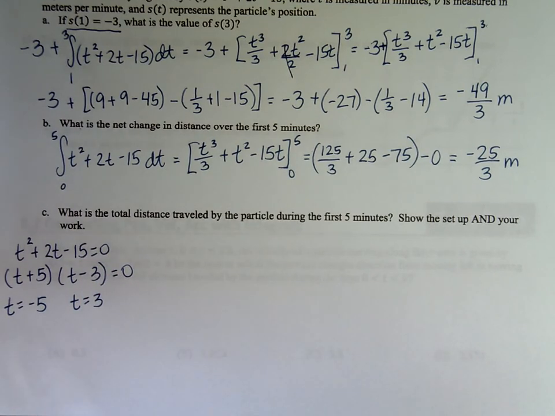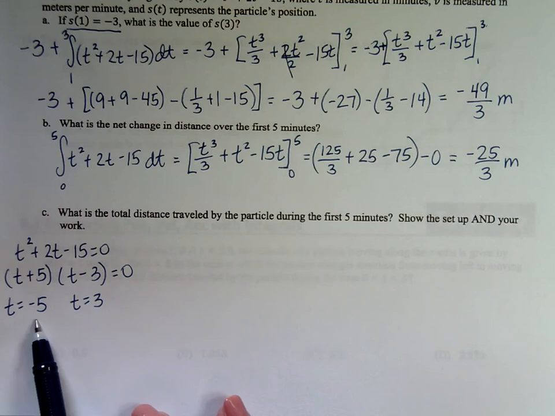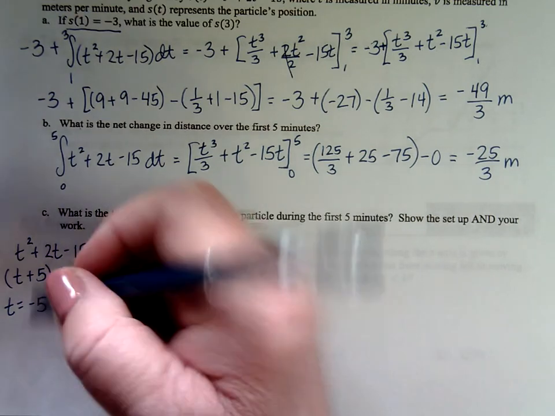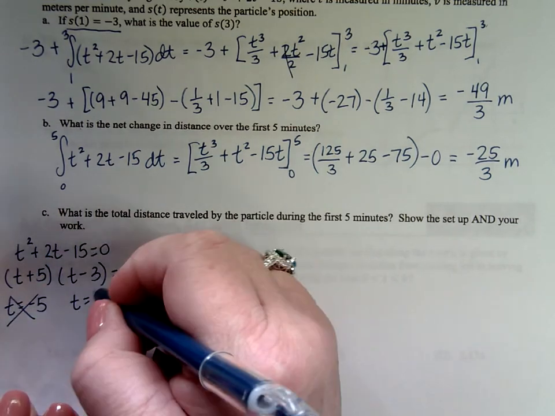So you say to yourself, t is in minutes. Can I have negative 5 minutes? And you say, no, can't have that. So this guy gets canceled out because you can't have time that's negative. So your only time is this one here where t equals 3.